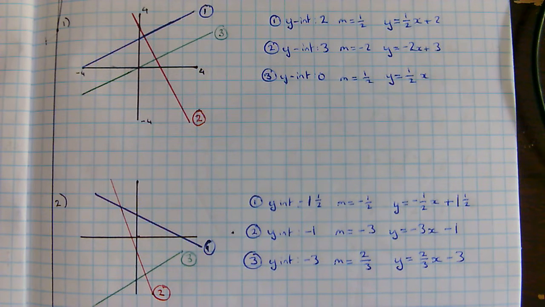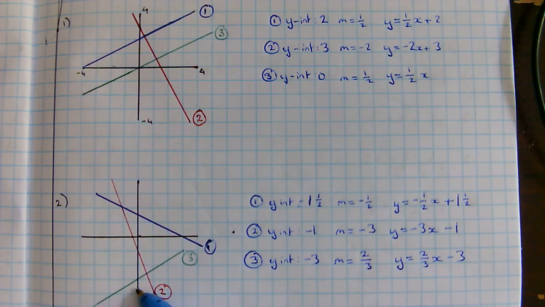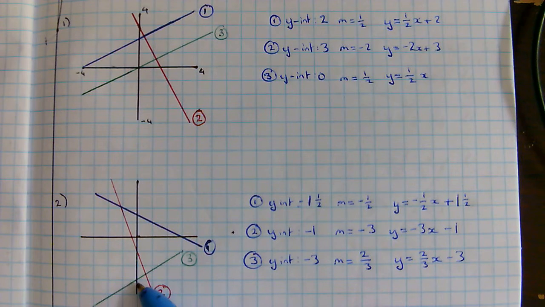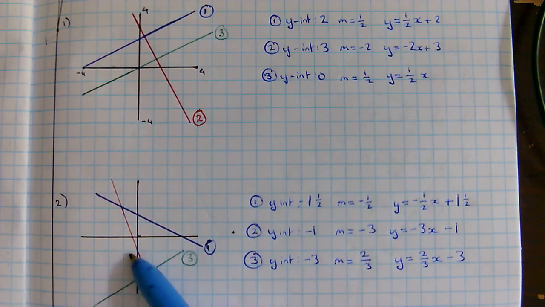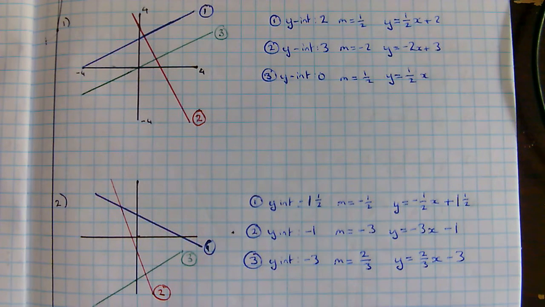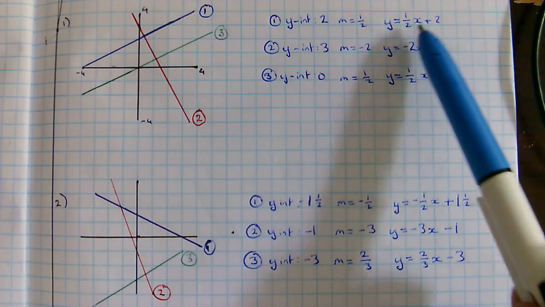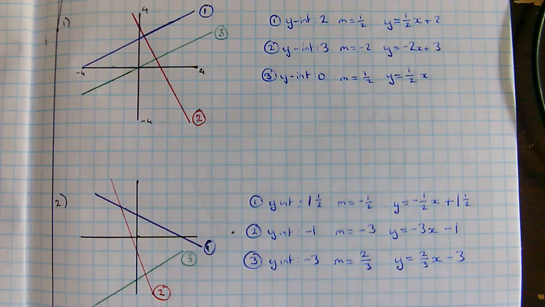When the y-intercept is negative, as it is with 2 and 3 down here, we should see that it crosses the y-axis below the origin. That's what the minus 1 and the minus 3 tell us. It crosses below the origin. The gradient tells us whether it's upward sloping or downward sloping. For example, 1 and 3 up here both have positive gradients, so they're upward sloping.